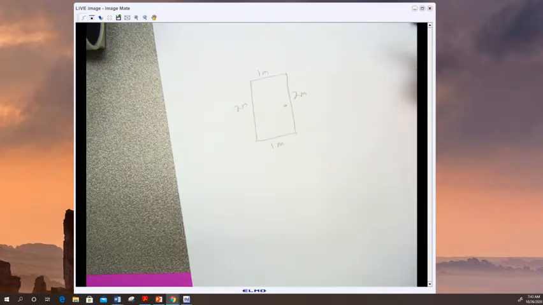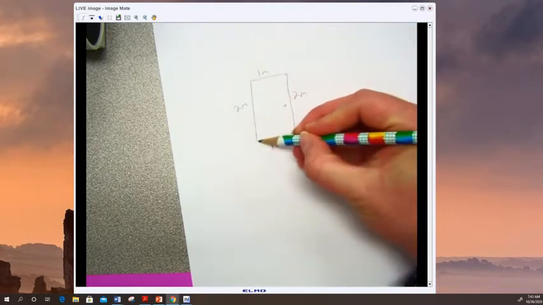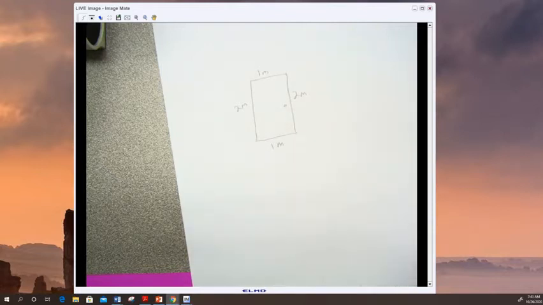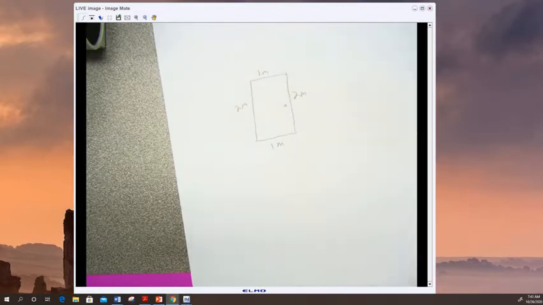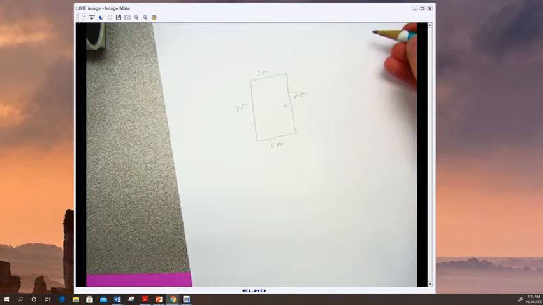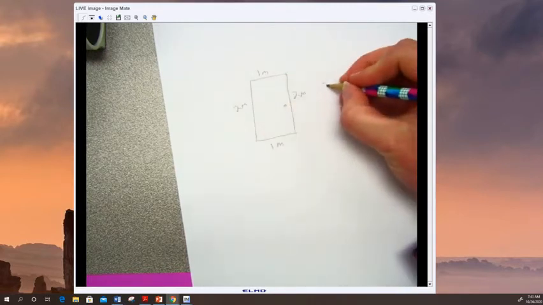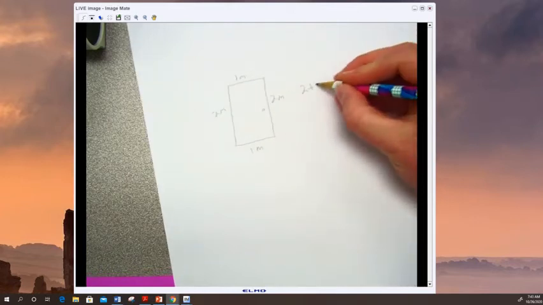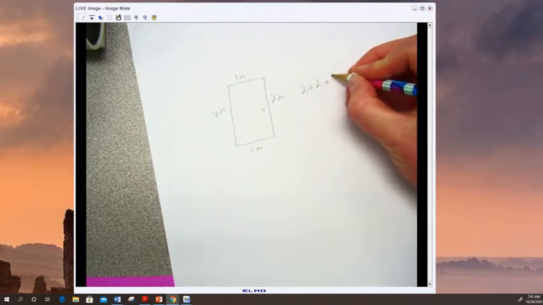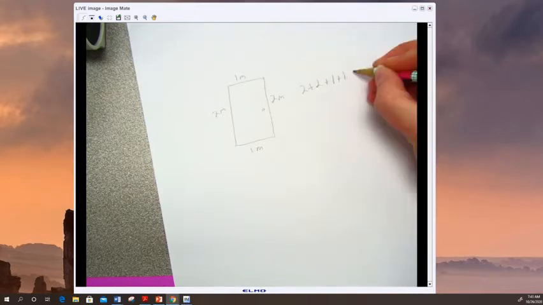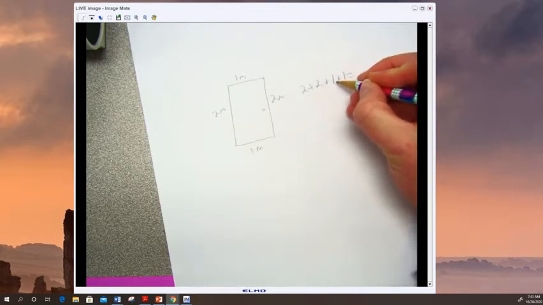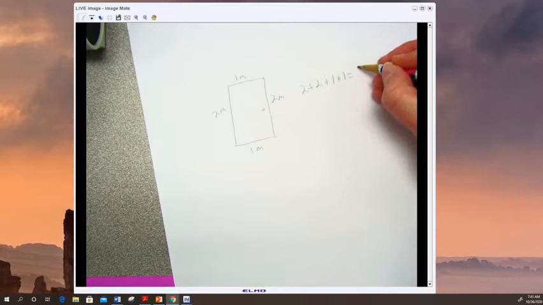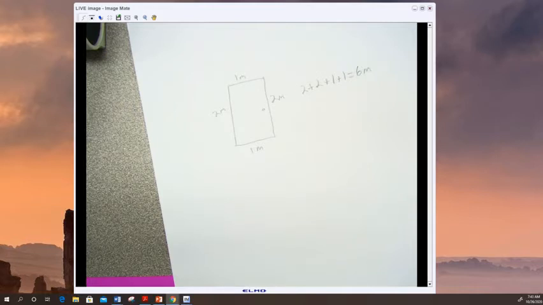If you said just 2 meters, that is just enough to cover the top and the bottom of my door. If you said 4 meters, that's just enough to cover the left and right side of my door. In order to have enough to cover my whole door, I need 2 meters plus 2 meters plus 1 meter plus 1 meter. So I need 2 plus 2, I know, is 4. 4 plus 1 is 5. 5 plus 1 is 6. I need 6 meters of ribbon to cover the entire outline of my door.